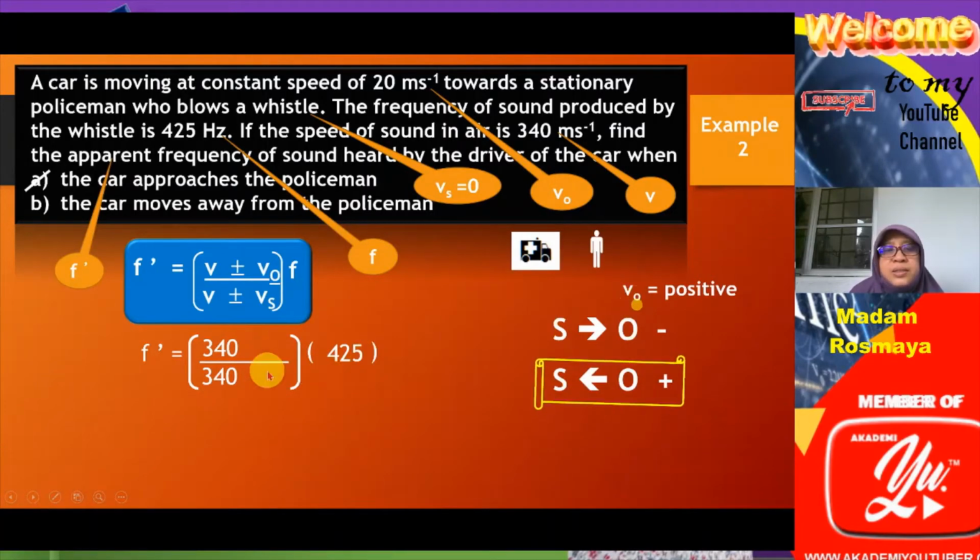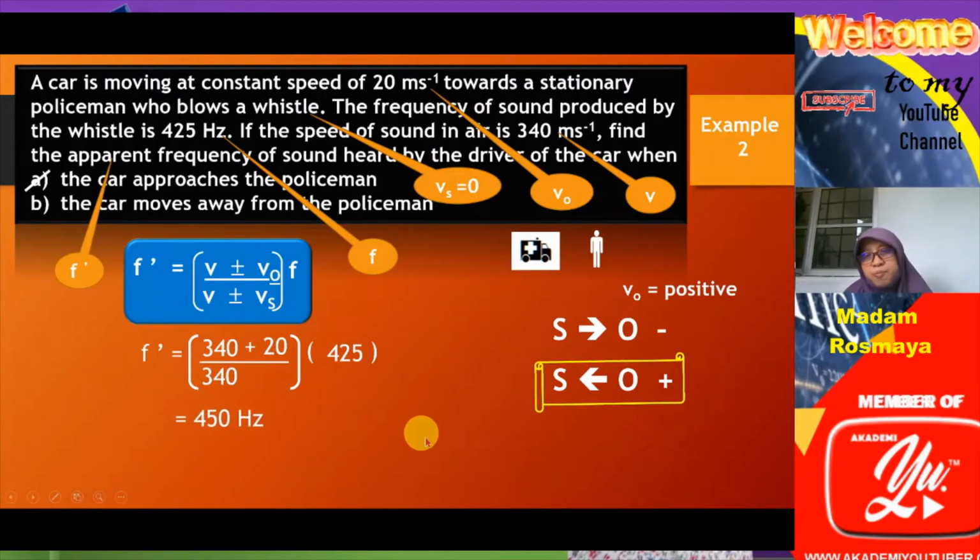So plus 20. VO is given as 20. So we substitute plus 20 into the equation. So the answer is 450 Hz.